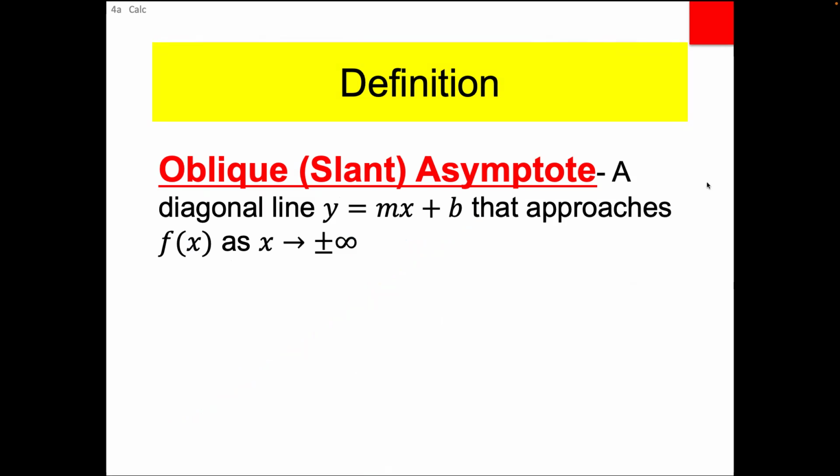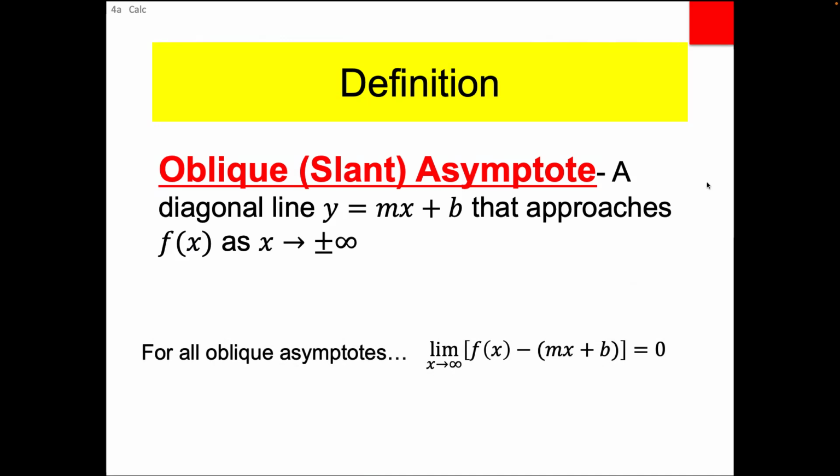Now, what I included in there says that limit, that distance, f of x minus mx plus b, is going to be going closer and closer to the value of 0. So as that distance approaches 0, that would define what's happening at infinity. Or I should say, it doesn't define what the oblique asymptote is, it defines what's happening at infinity. So for all oblique asymptotes, as x goes to infinity, that value is going towards 0.